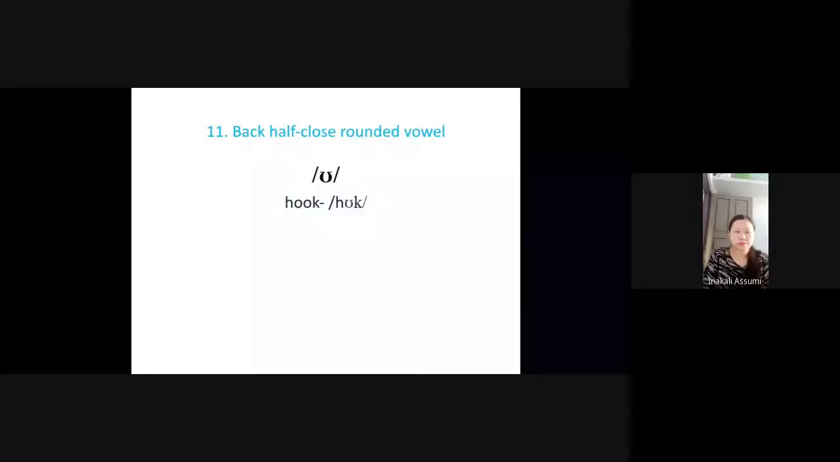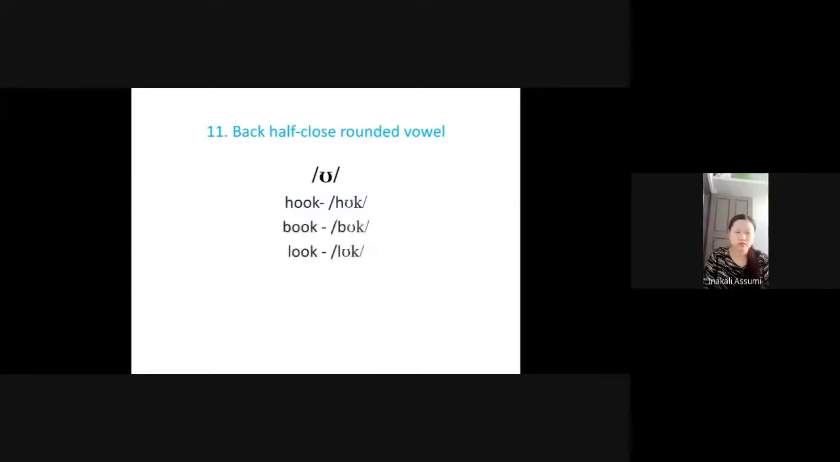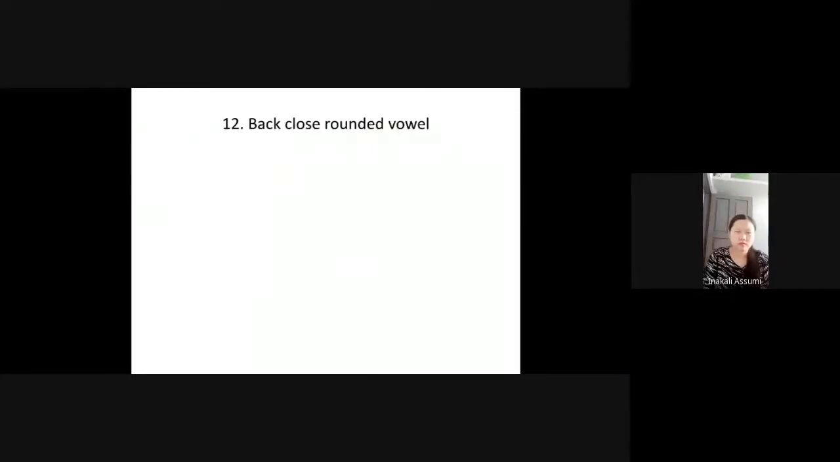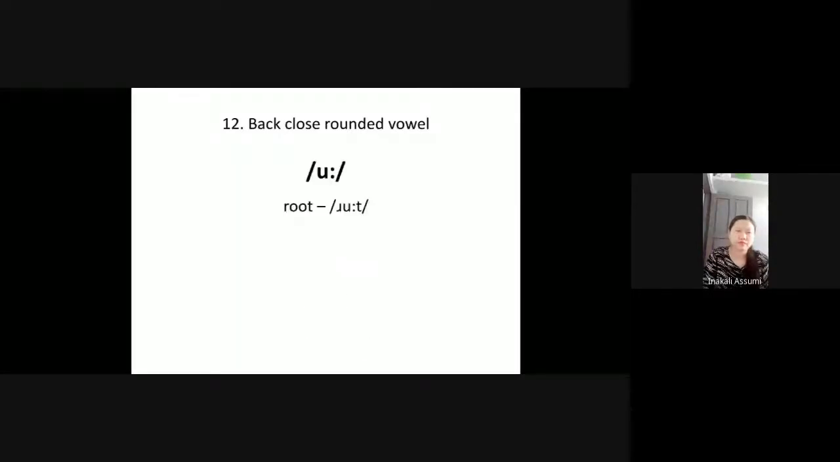Sound. Those who have taken English as an honors subject or those who are taking it will know all those vowels, but it's just a revision for them. Book, look, took, root, use, rule, duty.